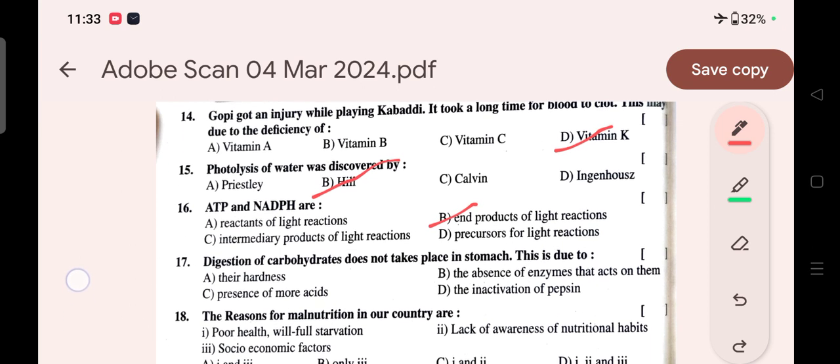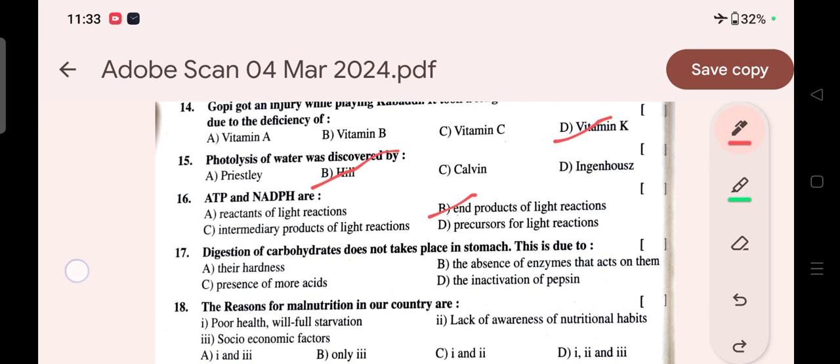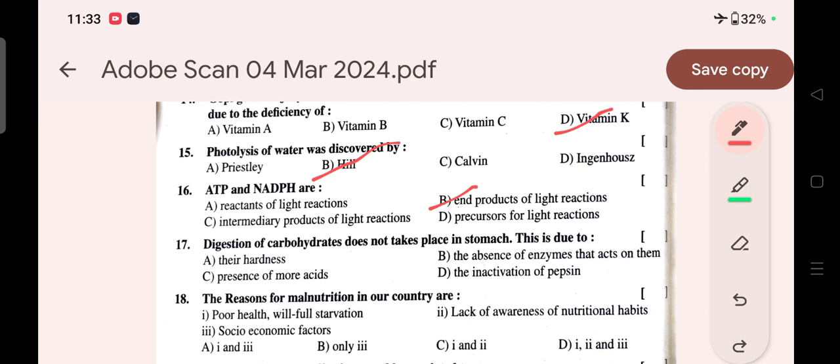Digestion of the carbohydrates does not take place in the stomach. This is due to the inactive pepsin, the absence of the enzymes that act on them. Here only pepsin is present in the stomach. It digests only proteins. There are no enzymes that digest carbohydrates. Option B is the correct.